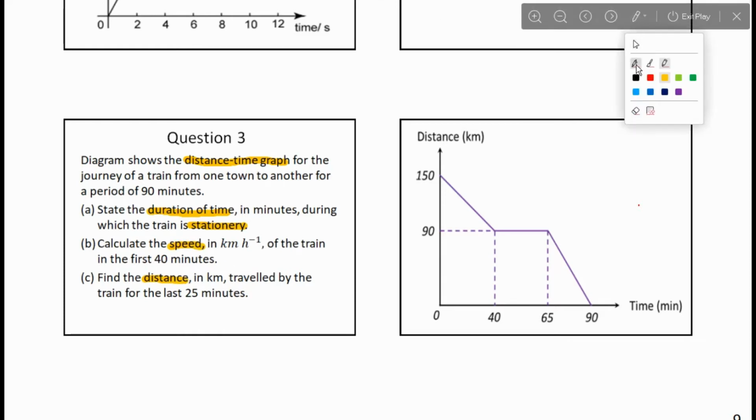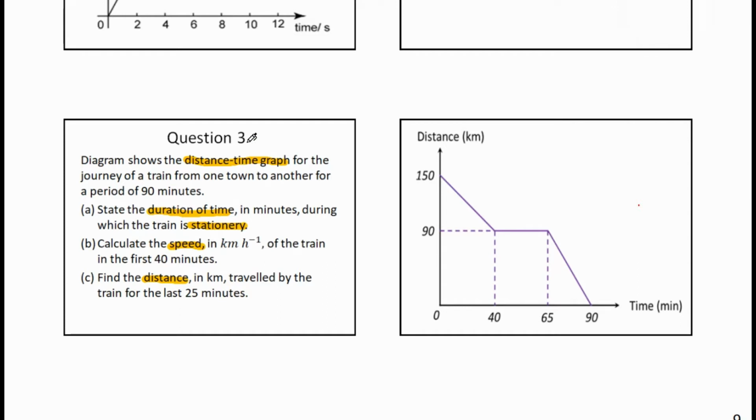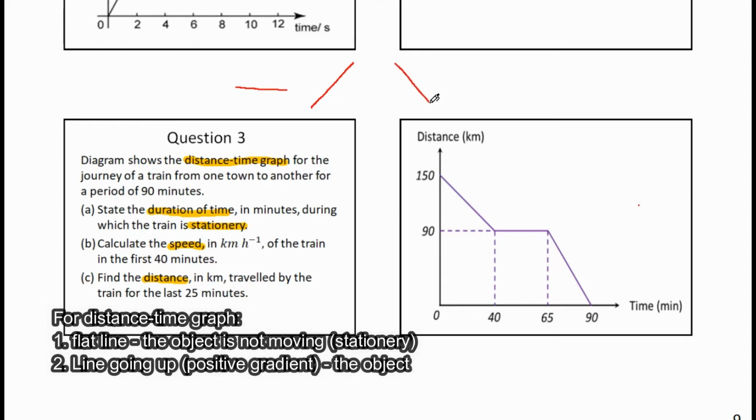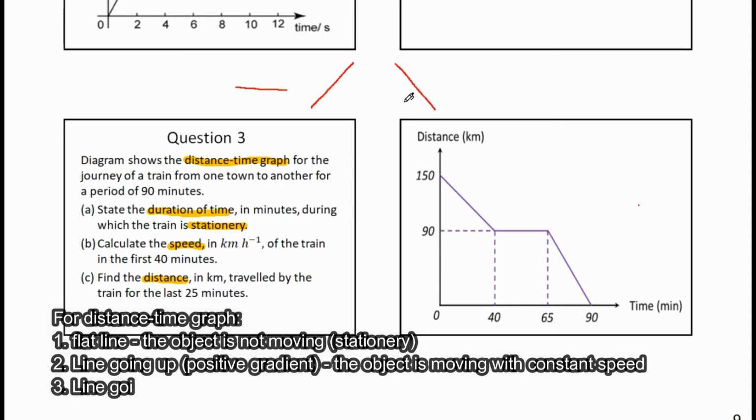So we start from A. For a distance against time graph, when the line is a flat line, that means the object is not moving at all. If you have a line going up with a positive gradient, that means the object is moving. If you have a negative gradient, a line going down, that means the object is still moving but in the opposite direction.